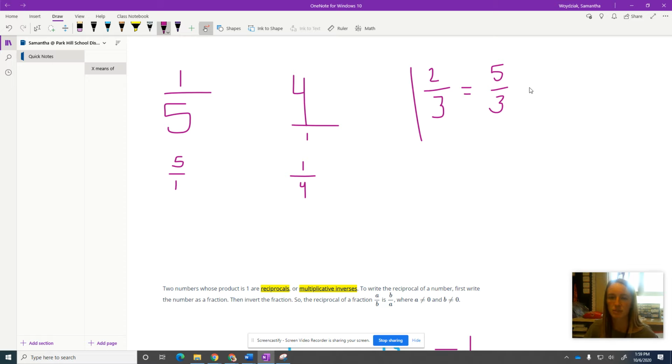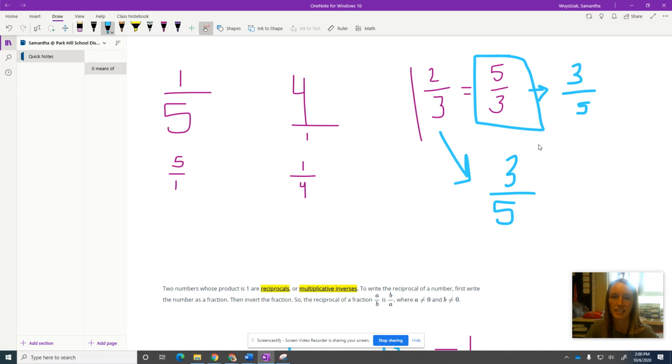And so then I'm going to find the multiplicative inverse, which would then be 3/5 because I flip my numerator and my denominator. So if someone gives you the number 1 and 2/3 and asks for the multiplicative inverse or the reciprocal, it would be 3/5 because 5/3 is the improper fraction.